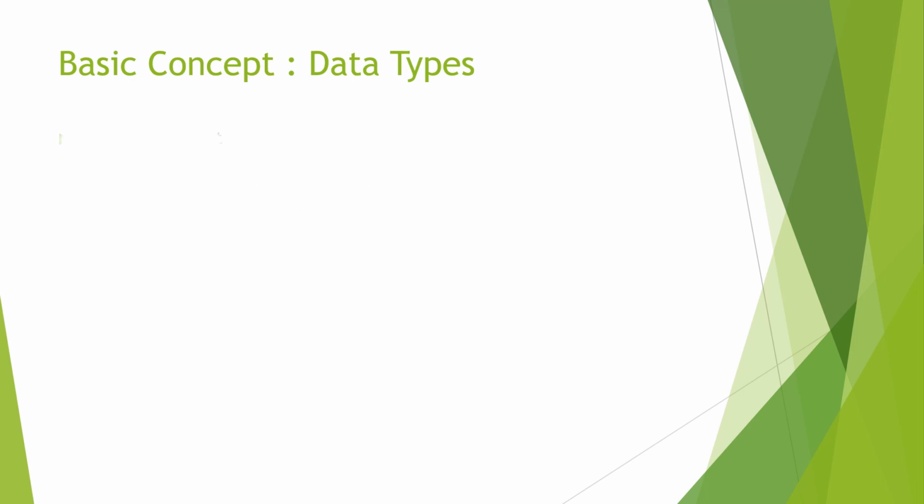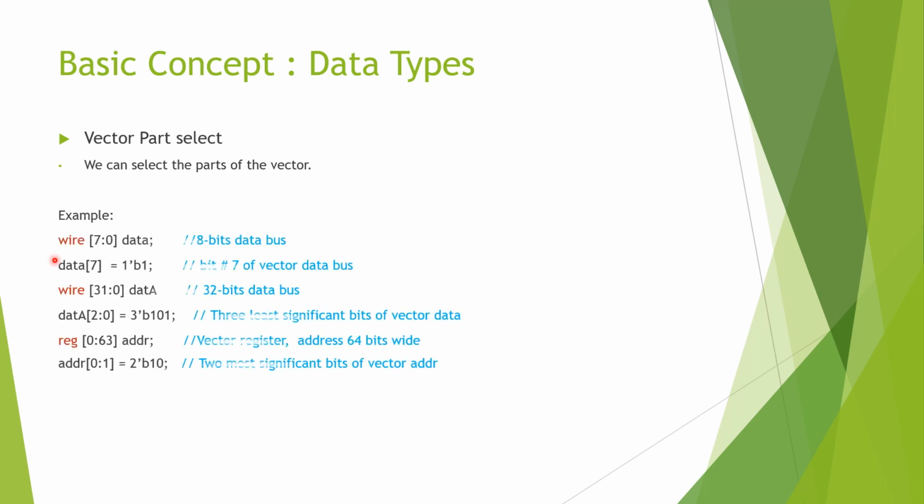In this slide, we will learn how we can select part of a vector and manipulate it. Let's see the first example. wire [7:0] data; this is an 8-bit data bus. data[7] = 1; so here we are selecting only the 7th bit, and we are assigning a value to only the 7th bit.